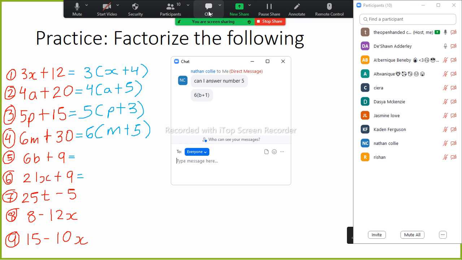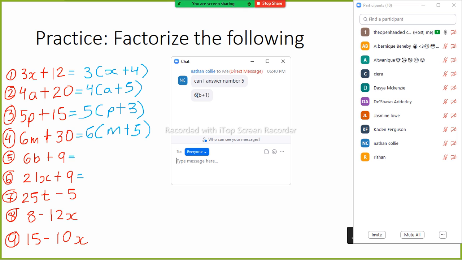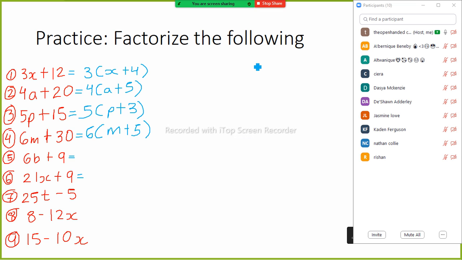All right. Nathan says 6b plus 1. Is he right with b plus 1? No, that's not correct. What number should he use? It says 9. 6b plus 9. We have 6b and 9, so what number should you use? 3. 3, yes.